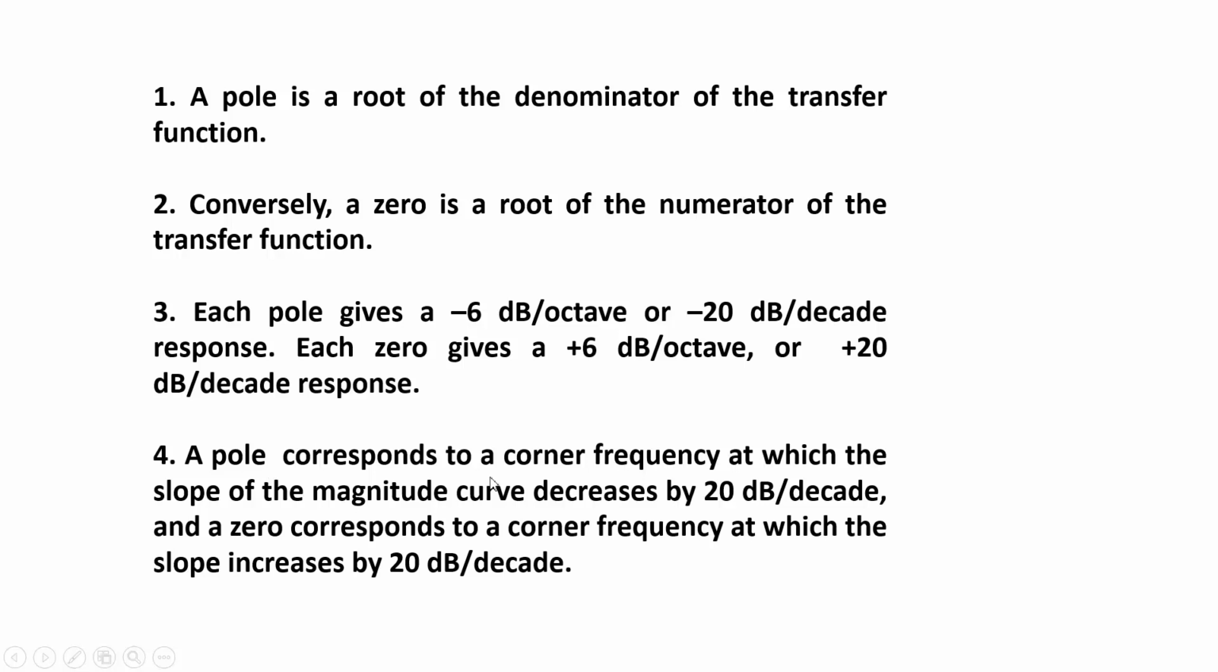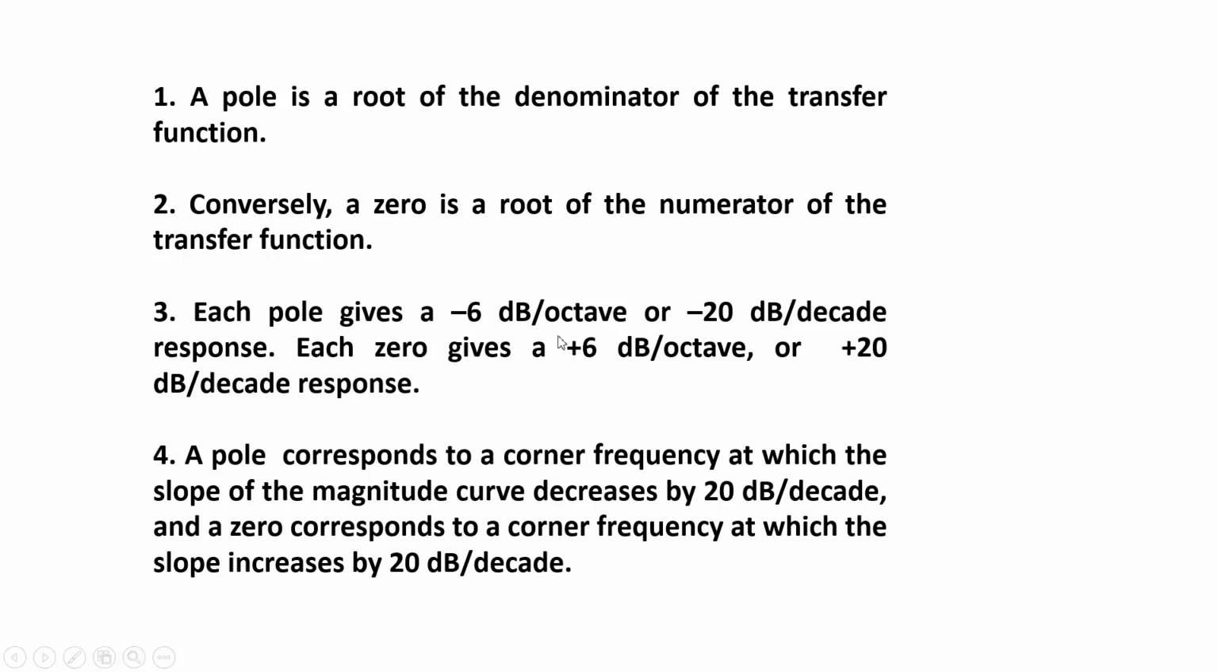Now, a pole corresponds to a corner frequency at which the slope of the magnitude curve decreases by 20 dB per decade. That means you must understand this. Once you introduce a pole in the transfer function, what will happen? You will be able to roll off the response of the filter or the system sharply by introducing more poles. Once you introduce a zero, there will be lifting of the response upward. A pole will dip it downward by 20 dB per decade. Now, what is the meaning of 6 dB per octave?